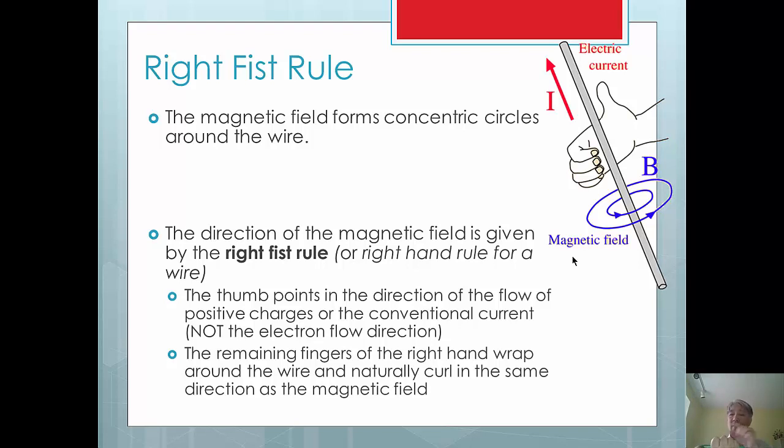If the current is pointing to my right, the fingers of the right hand naturally curl around this wire. Looking at it, above the wire my fingers point towards me, and as I curl them around, the fingers point away from me below the wire. That's how the right fist rule works. It tells us the direction of the magnetic field from a wire carrying a current.